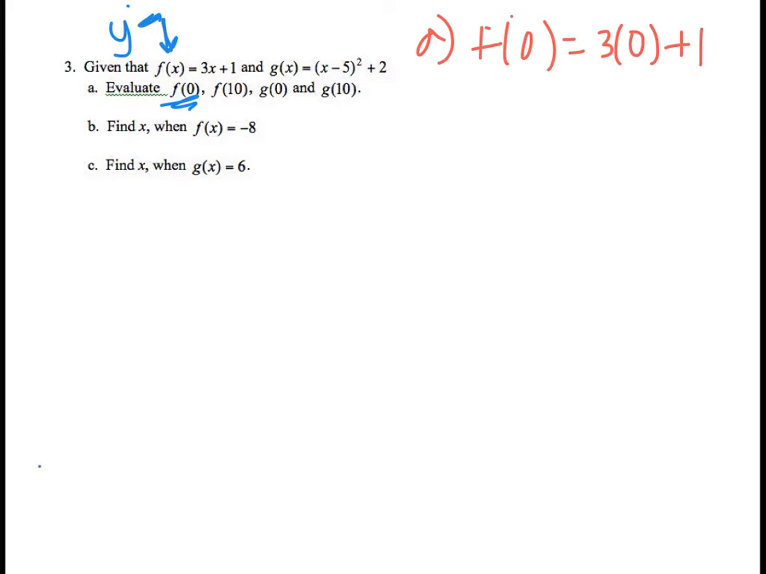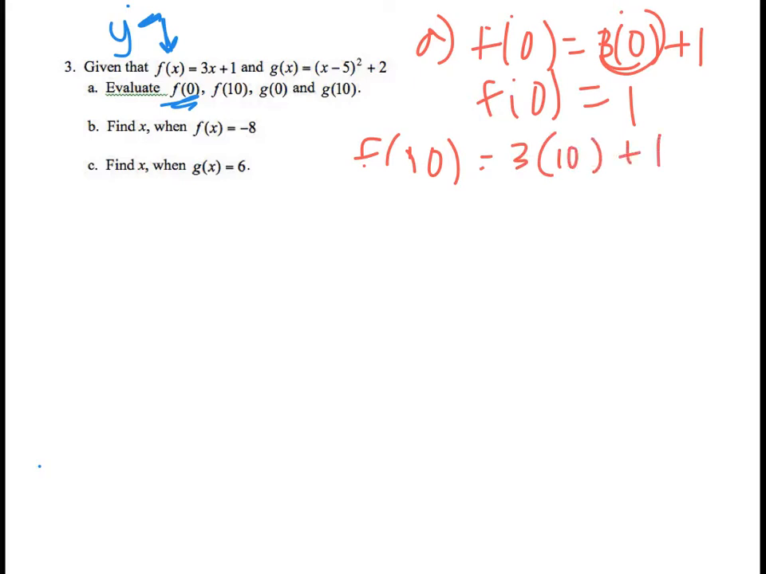So you can see I set it up already for f of 0. On the right side I have f of 0 equals 3 times 0 plus 1. Wherever I saw x, I put 0 in. If I simplify that, 3 times 0 is 0, plus 1 would give us 1. Same thing for f of 10. f of 10 would be 3 times 10 plus 1. So f of 10 would be 31.